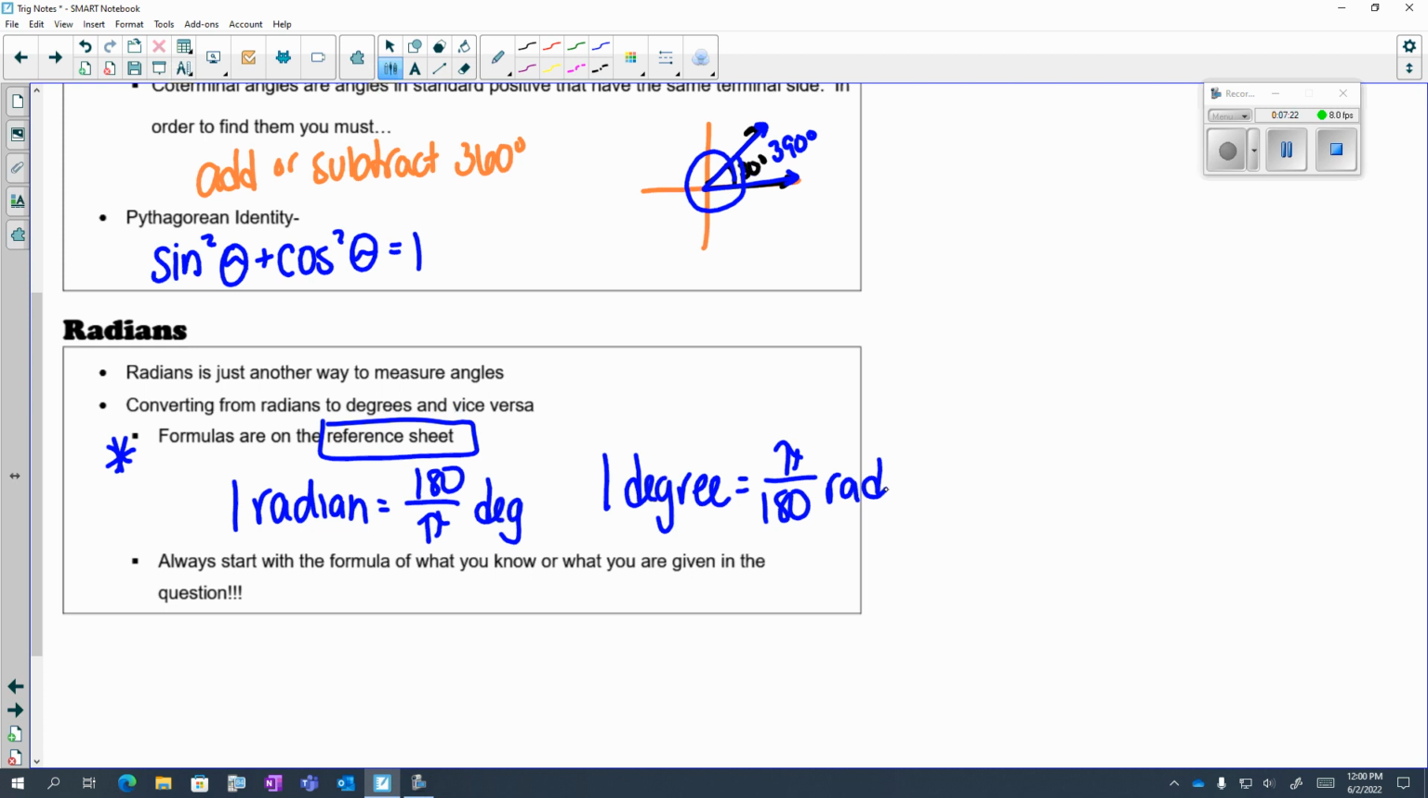So for example, if they're saying you have 135 degrees, convert to radians, you always want to start with the degree formula because I have degrees. So this would be the formula that I copied down from the reference sheet, multiply both sides with 135, and simplify from there. Remember, if pi is to be put in the calculator, they will give you rounding directions. Pi only goes in the calculator when they give you rounding directions.